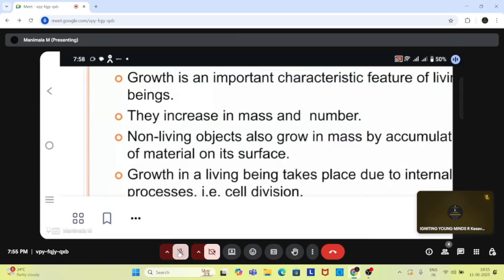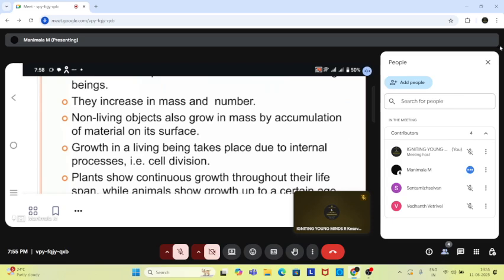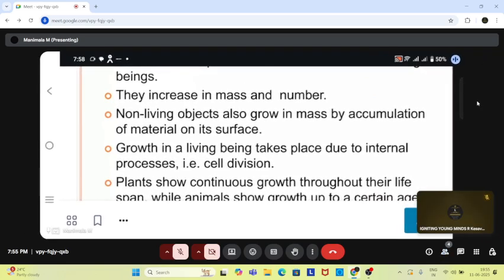So growth means increase in mass and number. Growth takes place through our internal process only, due to cell division. There are two types of cell divisions: one is mitotic cell division and the other is meiotic cell division. Mitotic cell division is necessary for growth and development of the body. Meiotic cell division is necessary in our body to produce the male and female gametes.